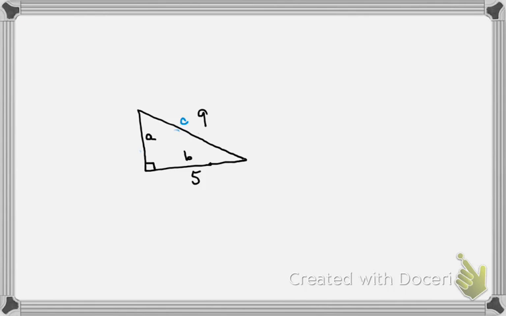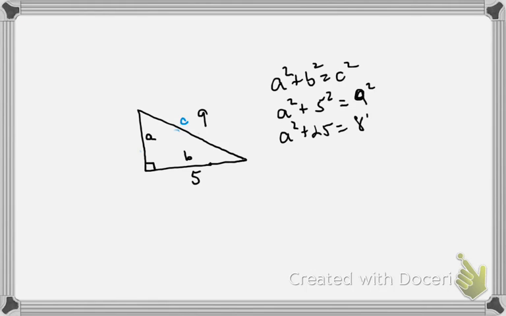So how do we do this? All right, so remember it's A squared plus B squared equals C squared. We only do this with right triangles. So make sure you're always looking at the right triangle. All right, so A squared we don't know. B squared, we're going to say 5 squared. And C squared is going to be 9 squared. So A squared plus 25 equals 81.